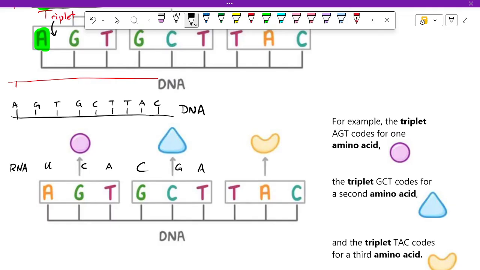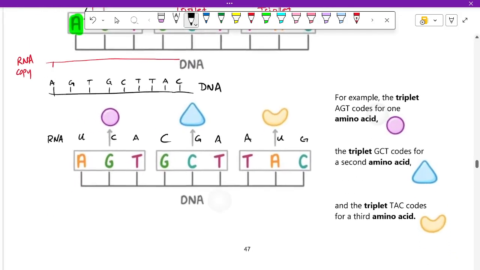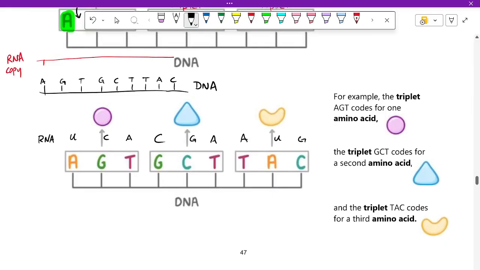amino acid. And if we have TAC, the RNA code would be AUG, and that would give us the little peanut sort of shaped or kidney bean shaped amino acid. One triplet gives you one codon, gives you one amino acid.